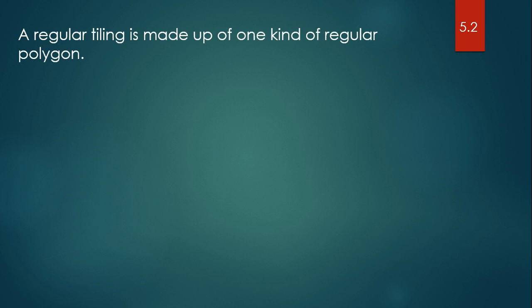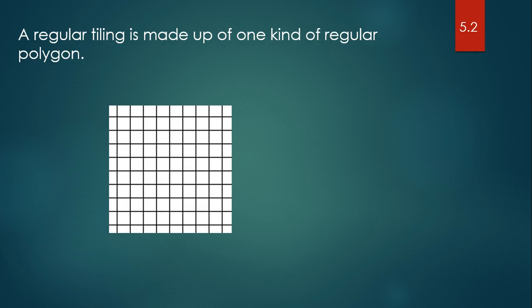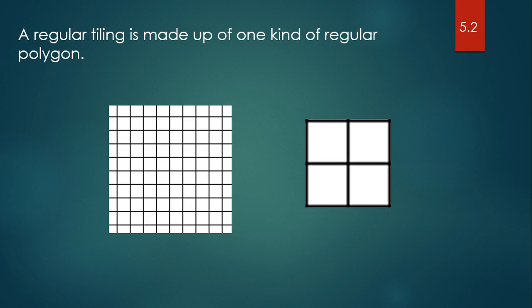Now we can attach some names to particular tilings. A regular tiling is made up of just one kind of regular polygon. Remember what a regular polygon is. It has all of its sides congruent and all of its angles congruent. Now, as it turns out, there aren't too many regular polygons which will tile in regular tilings. Squares will. And one way we can look at these regular polygons to see if they will tile is think about what happens when we connect them at a vertex.